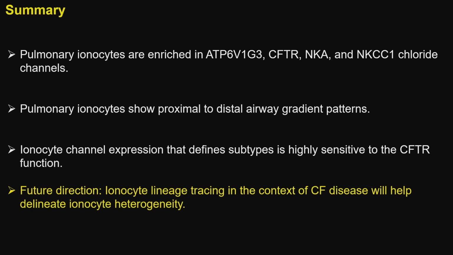Then let's get into the summary slide. My summary is: one, pulmonary ionocytes are enriched in ion channels, ATP6V1G3, the cystic fibrosis gene CFTR, and other chloride transporters and sodium transporters like NKA and NKCC1. Two, pulmonary ionocytes show a proximal to distal airway gradient pattern. And three, ionocyte ion channel expression that defines the subtypes is highly sensitive to CFTR function.